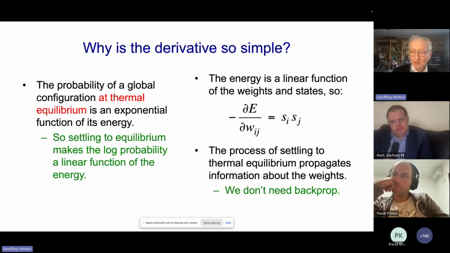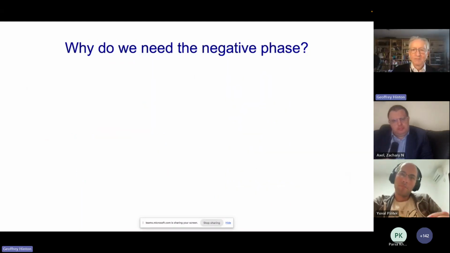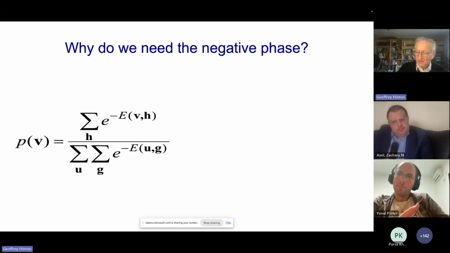And because the process of settling to thermal equilibrium propagates information about the weights, you get this magical property. You don't need a backprop phase. You can just do it by correlations you get when you're awake and correlations you get when you're asleep. And if you think about why you need a negative phase, let's go back to the math.